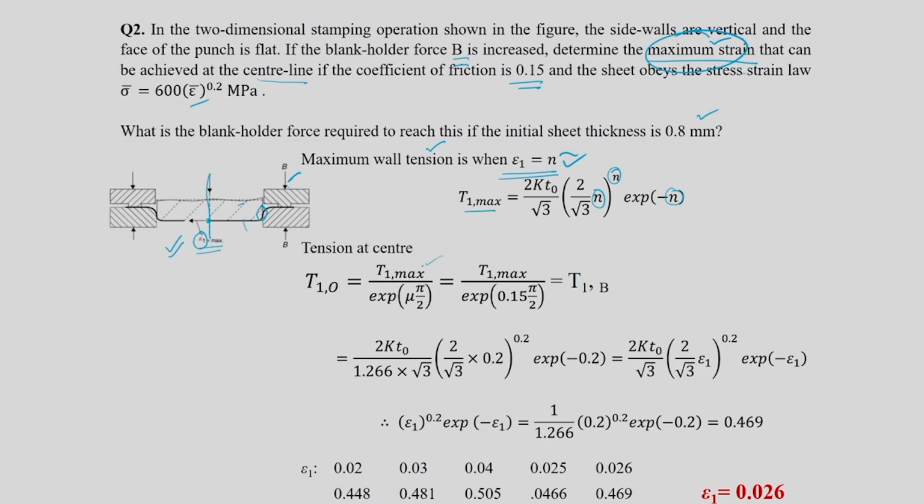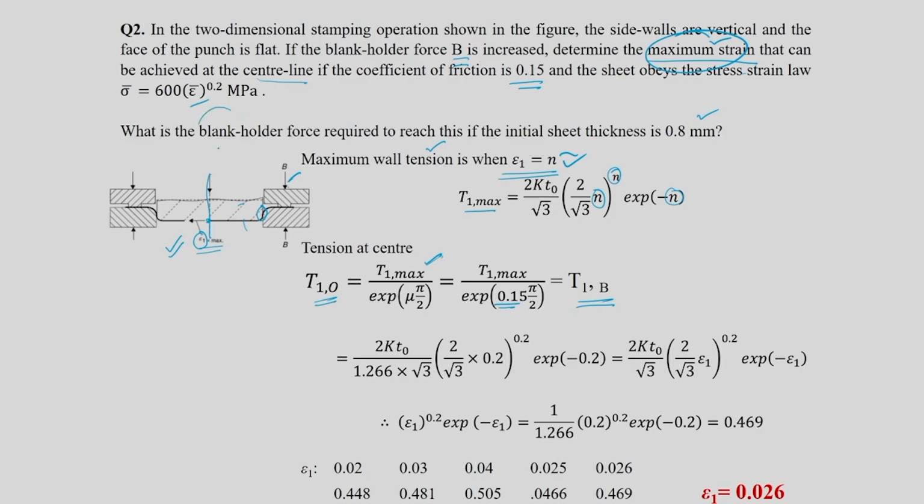This also we derived. If you want to know tension at one particular location, you can multiply that with exponential mu into pi by 2, which will give you T1 max divided by exponential mu into pi by 2. Mu is this: T1 max divided by exponential of 0.15 into pi by 2, and this T1 naught is going to be equal to T1b. Somehow we have to bring blank holding force into the picture.